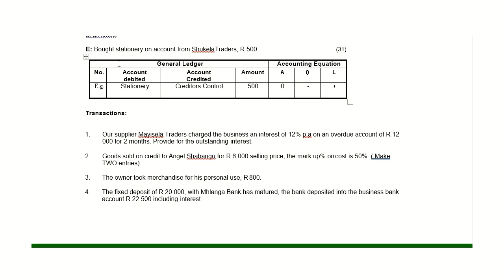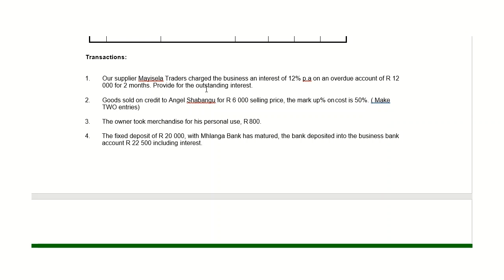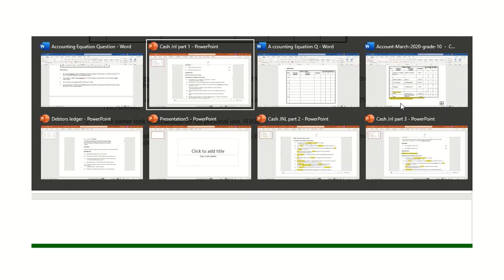So we're going to work according to the table that they give us. We've got to say what account to debit, what you want to credit, the amount, and the effect on the equation itself. So let's look at the first one. Our supplier charged the business interest. So they're charging us interest on an overdue account of 12,000 for 2 months. And we've got to provide for the interest.